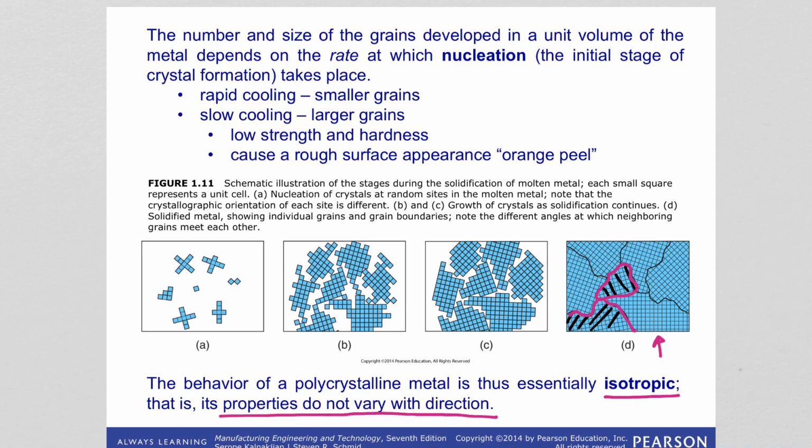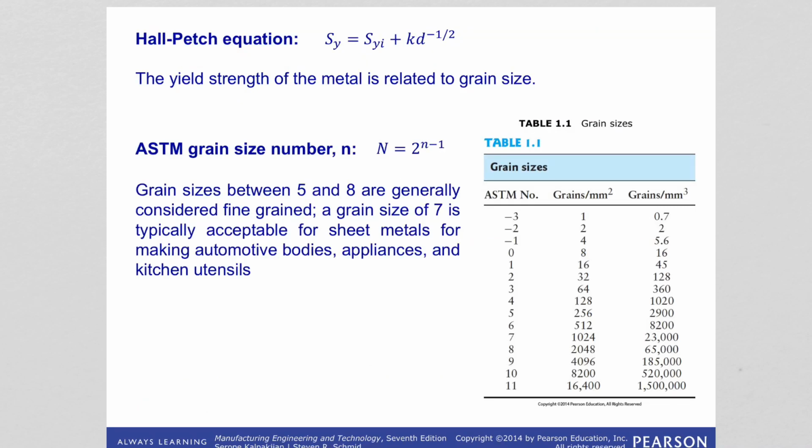So how do people in manufacturing characterize and make use of these grain sizes? There is this equation, the Hall-Petch equation. This equation relates the yield strength of the metal to the grain size. So you can understand, depending on the grain size, what the yield strength should be. Here is that equation we see, and S is the engineering strength, and S with a subscript Y is the yield strength.